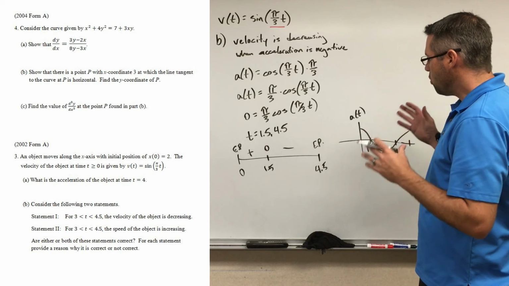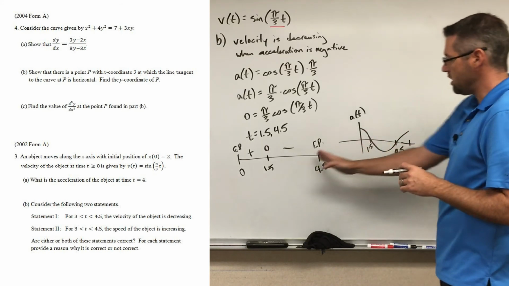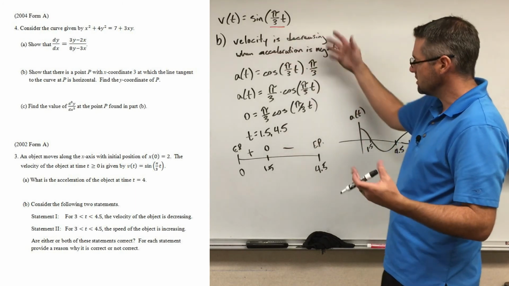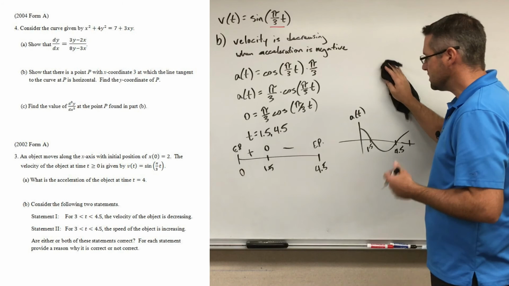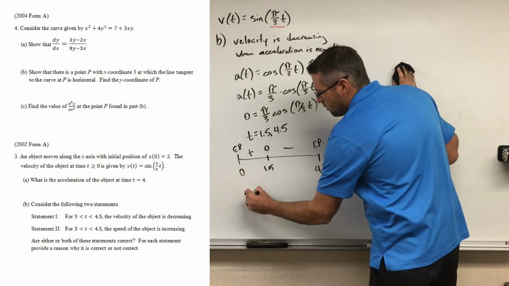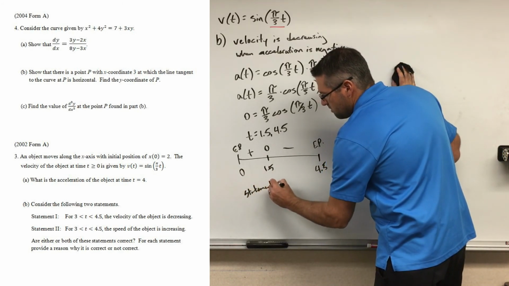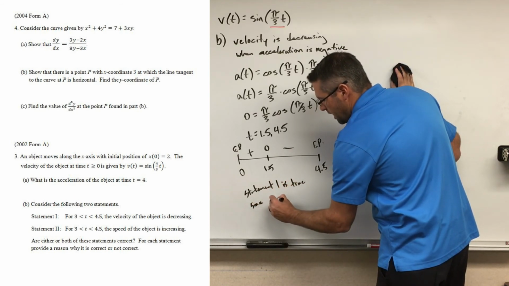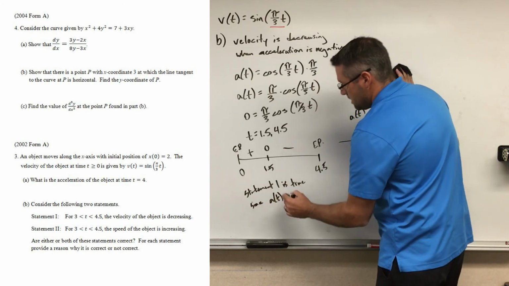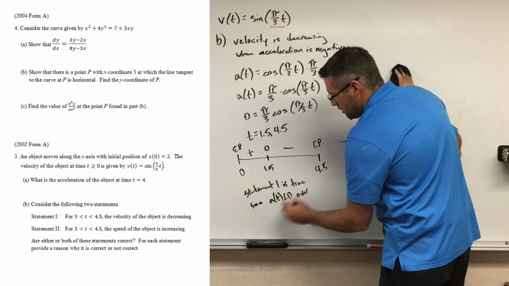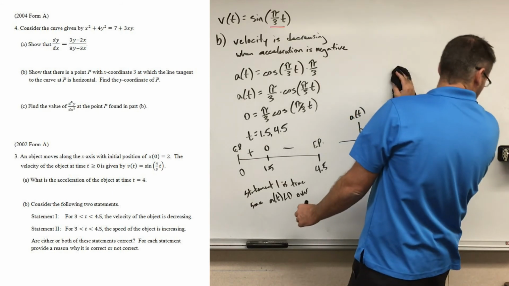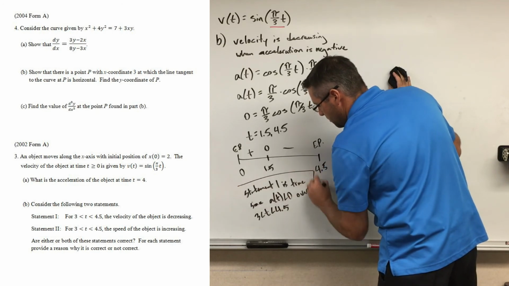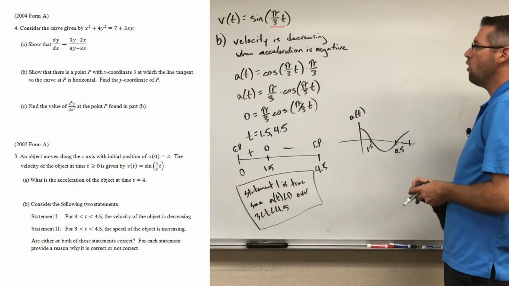What do we see? We see over the interval 3 to 4.5, the acceleration is negative. And so we can see that the velocity is decreasing. So we can say statement 1 is true, since a of t is negative over, what was the interval? Over 3 to 4.5. Okay, so statement 1 is true since acceleration is negative over that interval.